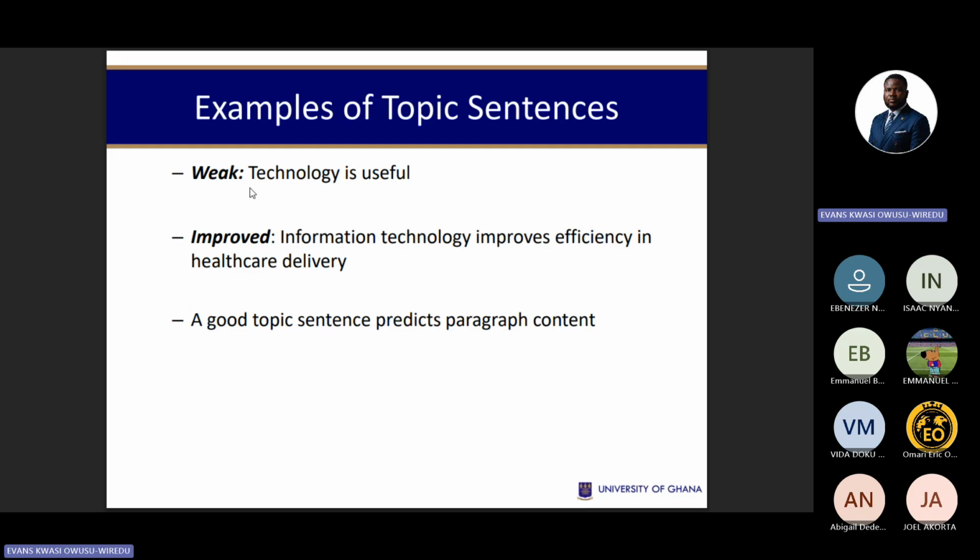So you see that the first one is a bit too broad. We'll be talking about so many things that may not even make sense. We don't even know the reason why he came to say technology is useful. Whether he was correct or not, we don't understand him.